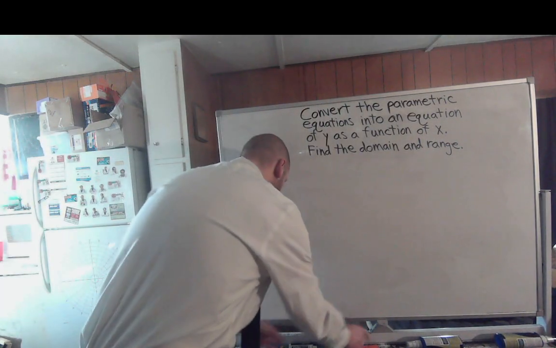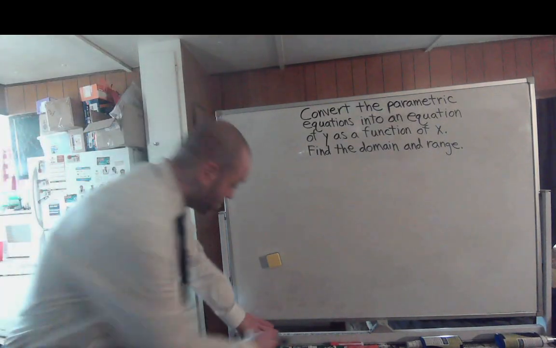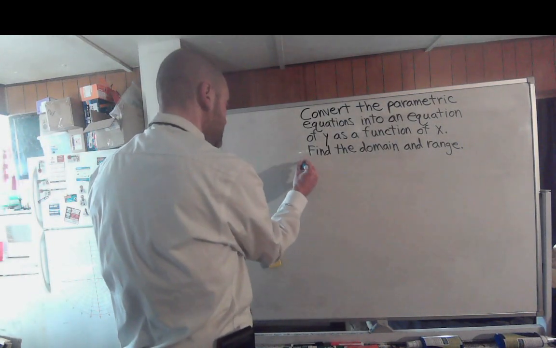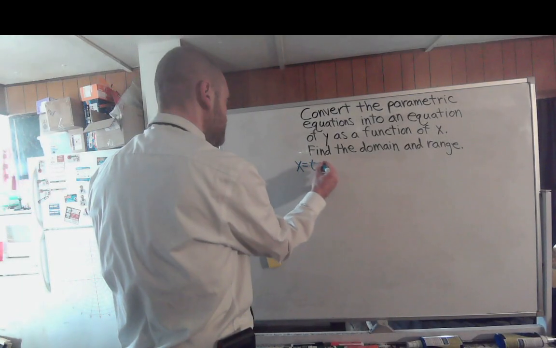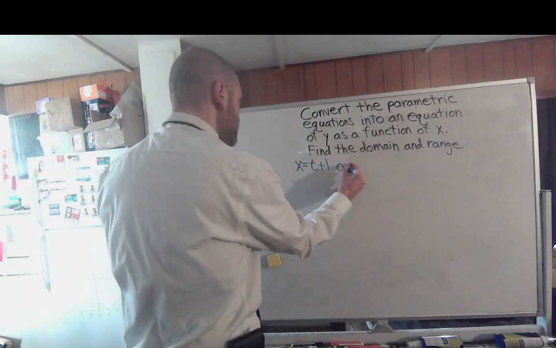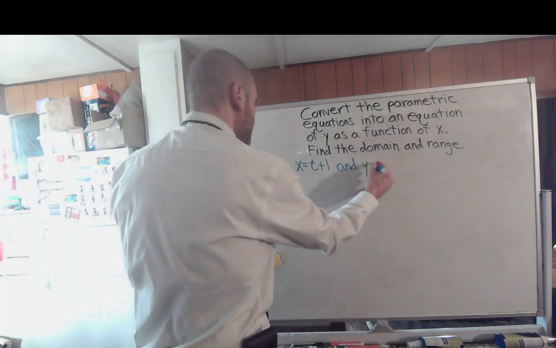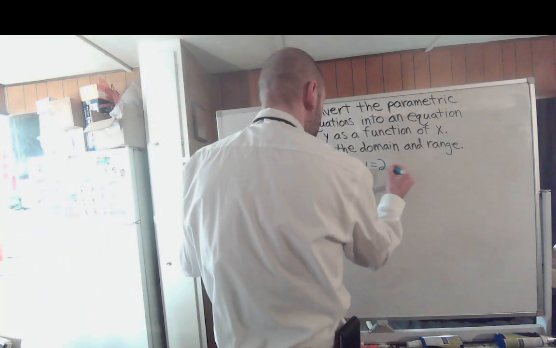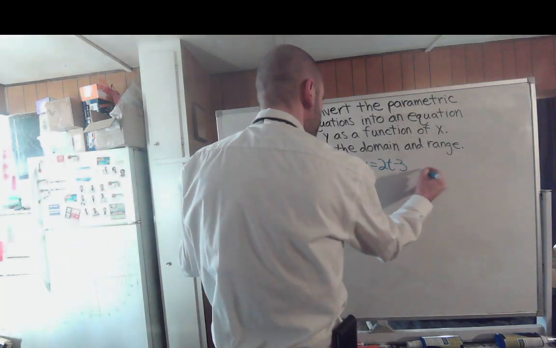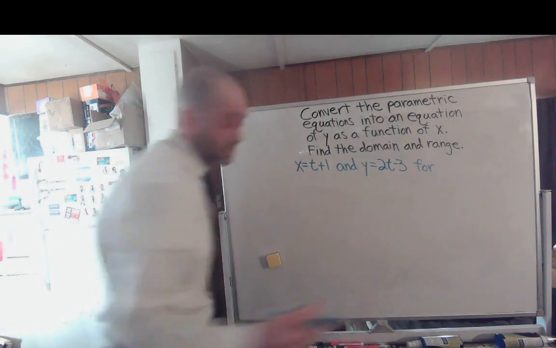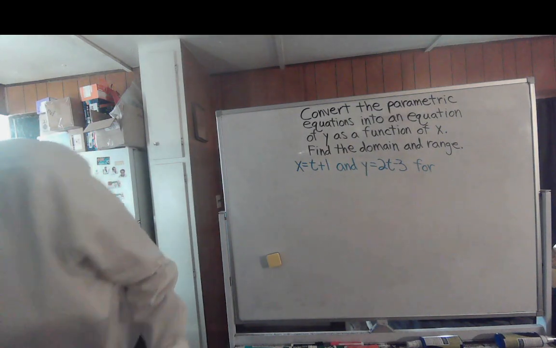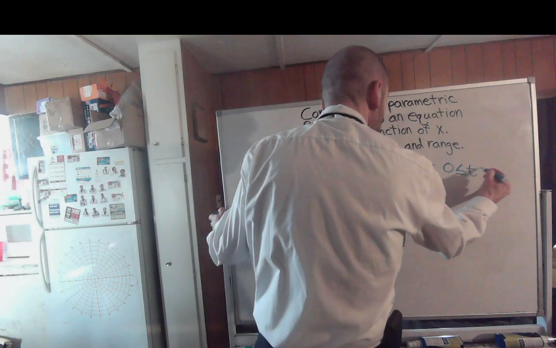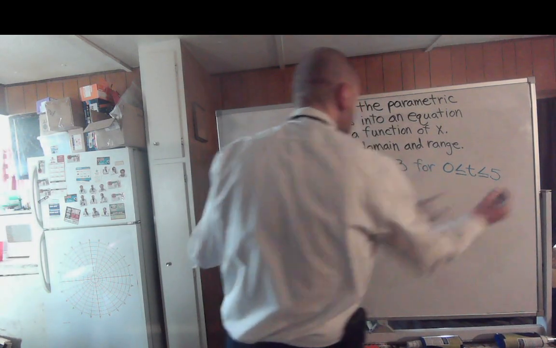What if, let's see, this time we are given x equals t plus 1 and y equals 2t minus 3, for, what's the domain of t? Again, for 0 is less than or equal to t, which is less than or equal to 5.